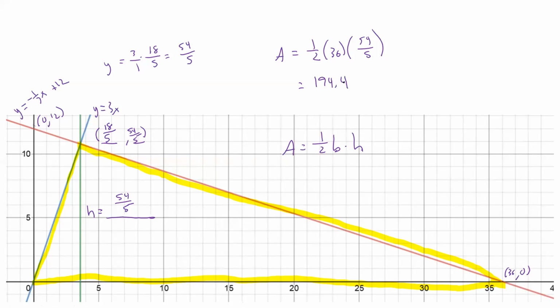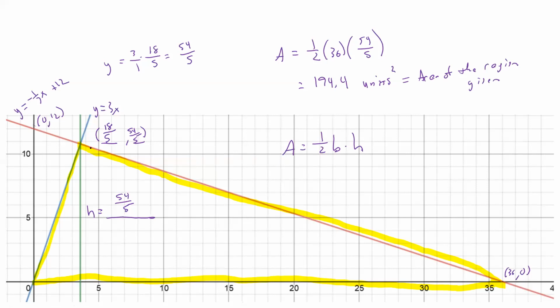So this is going to be 194.4, and it's going to be something squared. They never actually said what any of the units are, so we'll say this is units squared because we don't know what those units are. And so the area is equal to the area of the region given.